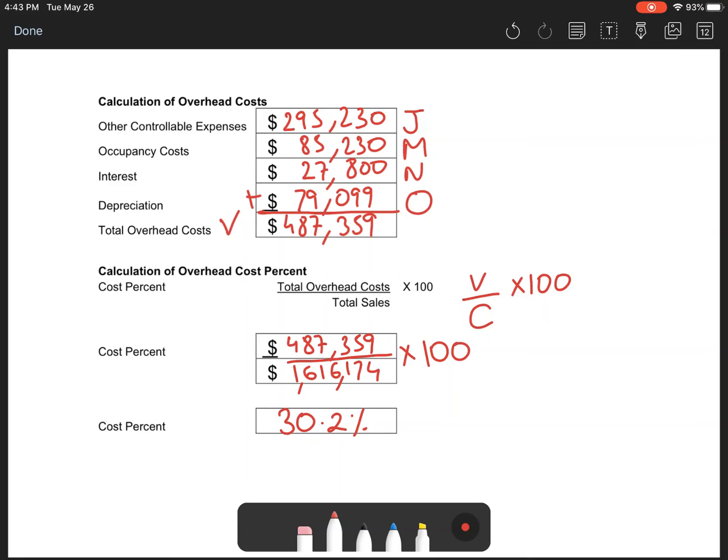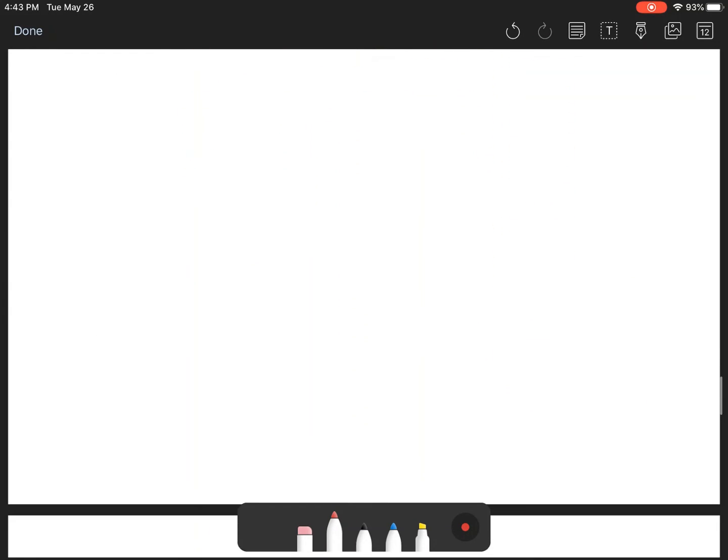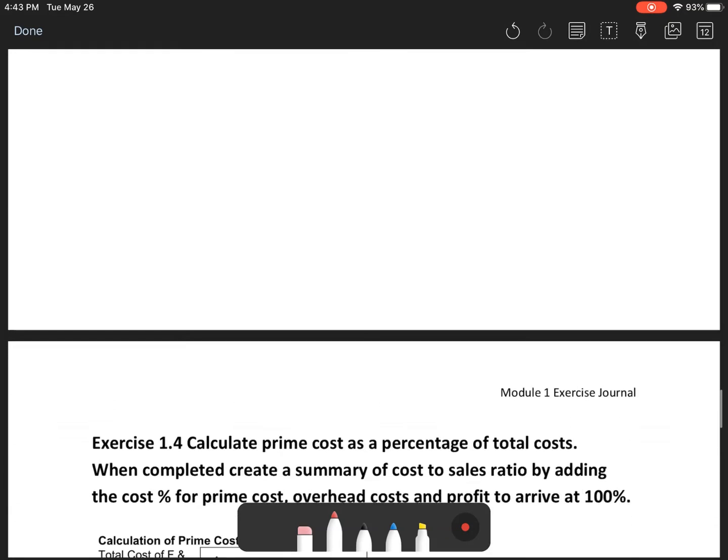Whew. Let's give this an alphabet too. So that's L, M, N, O, P, Q, R, S, T, U, V, W. I hope I don't run out of alphabets.